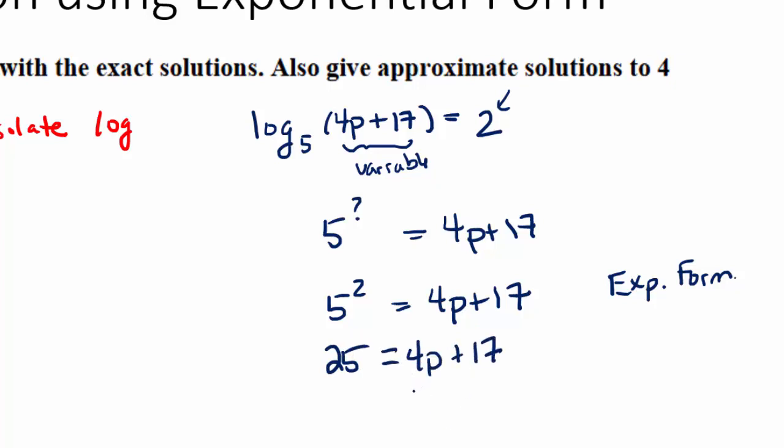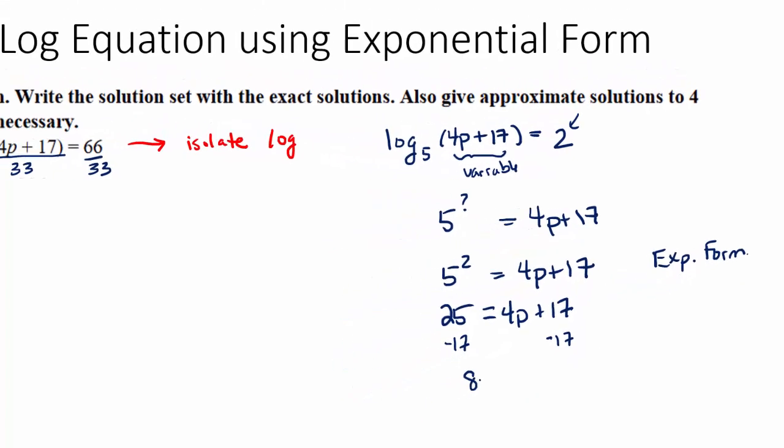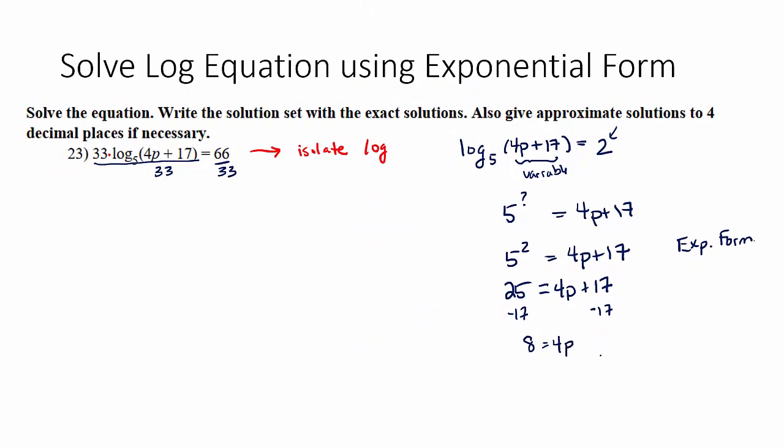And now we just have what kind of equation? Linear, which is our favorite, because all you have to do is rearrange it, right? So I'm going to subtract 17. And we're going to have 8 equals 4p. Dividing by 4, we're going to have p equals 2.